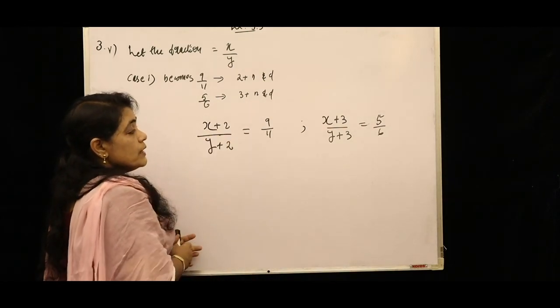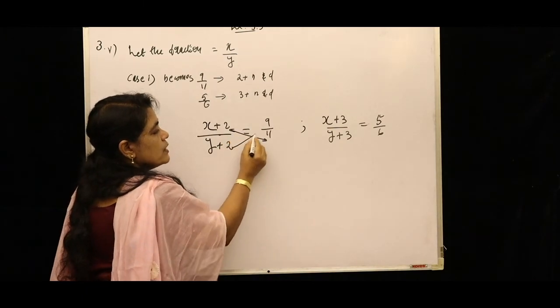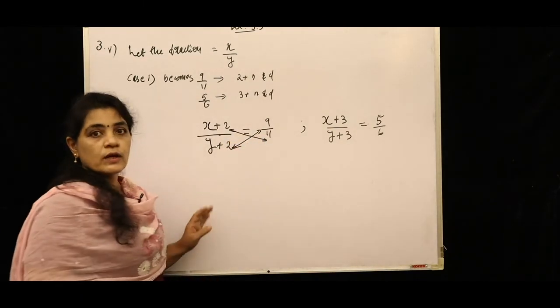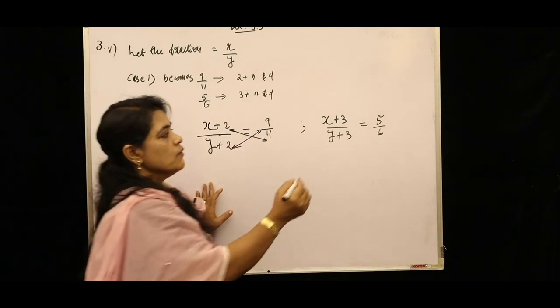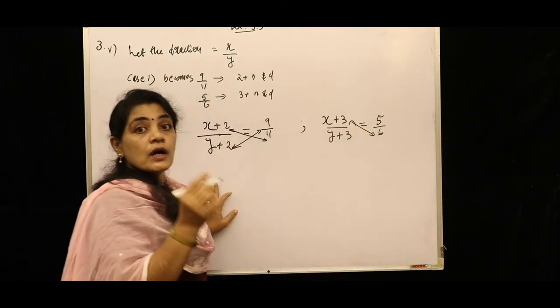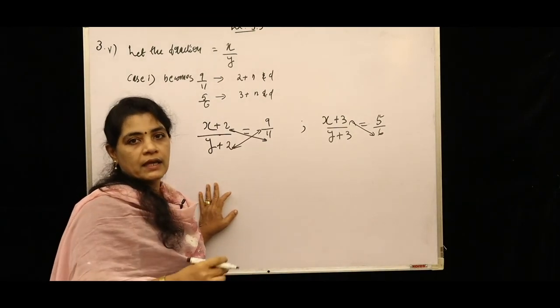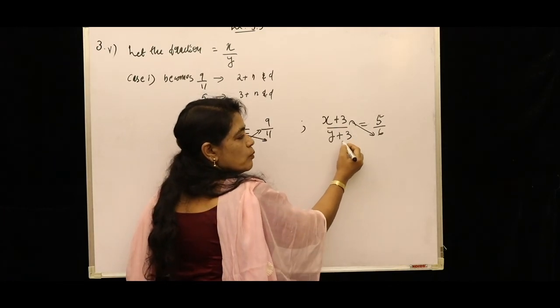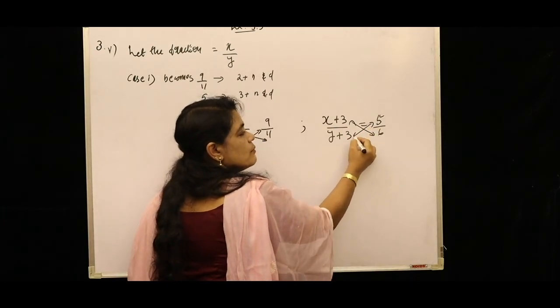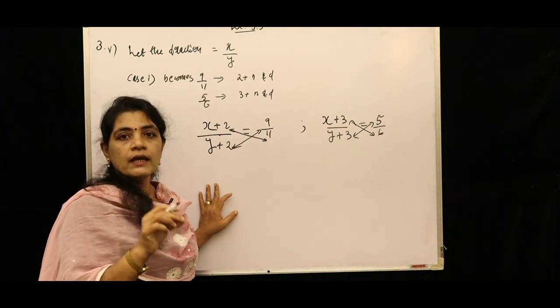This x plus 2 must be divided with 11 and y plus 2 with 9. This is what we call cross multiplication. The same way here also, this 6 can be taken to the numerator along with x plus 3, cross multiplication, and this denominator y plus 3 can be taken to the RHS along with 5 by multiplication.